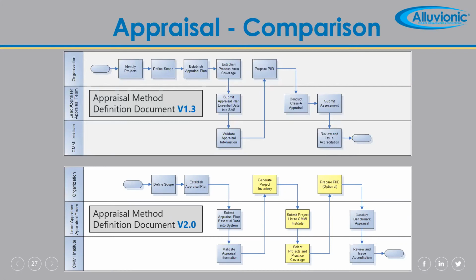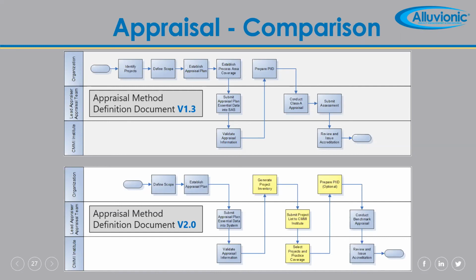But it really departs with regards to project selection. The activities highlighted in yellow describe those specific deltas. So here in the new model, the firm has to generate what they call a project inventory. That is comprised of all the projects within the scope of the appraisal. This list is submitted to the institute by the lead appraiser, and the institute does a random selection to generate a list of projects that will be audited.